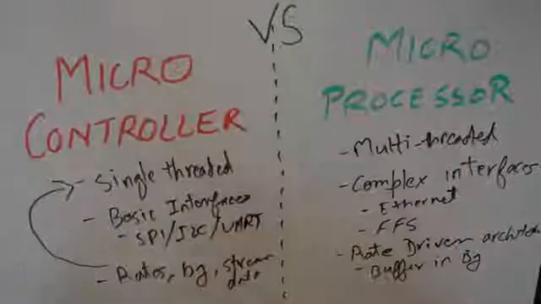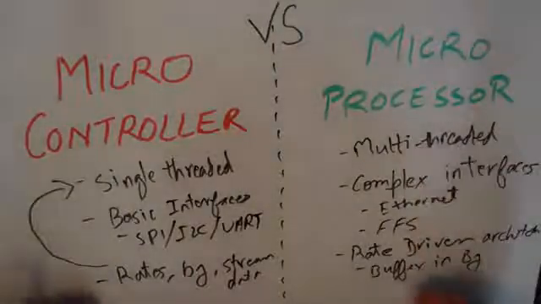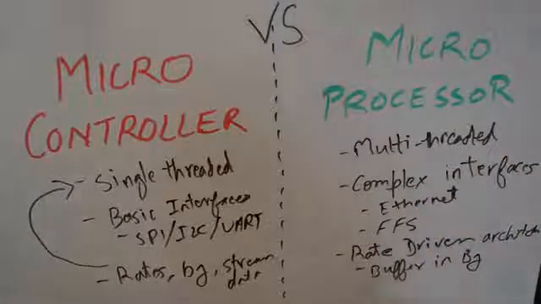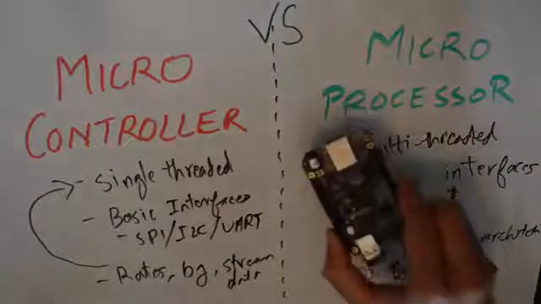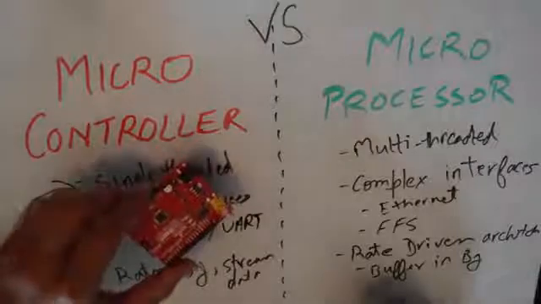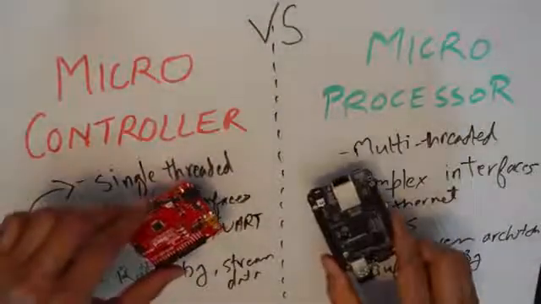And these are the three main things that you want to keep track of and analyze before you make a decision about should I go with a microprocessor or should I go with a microcontroller for my embedded application.